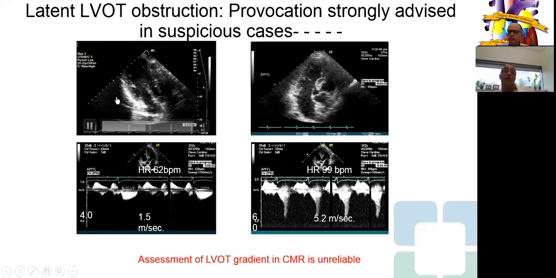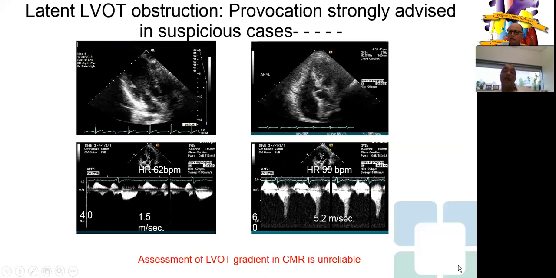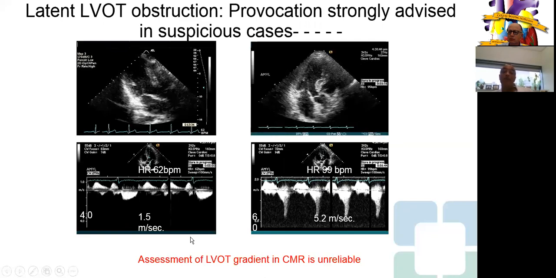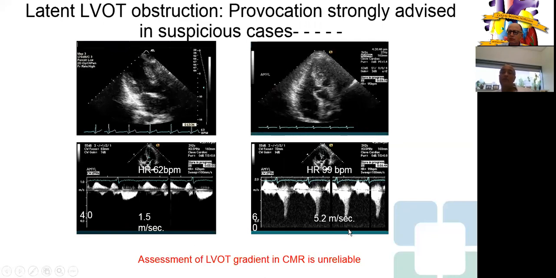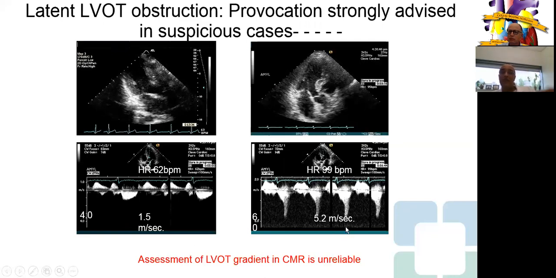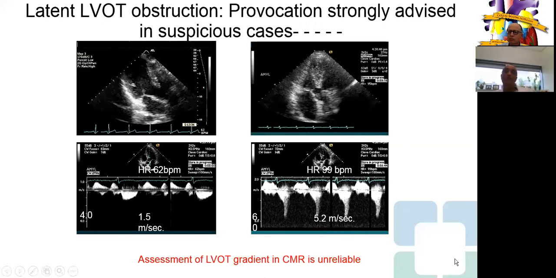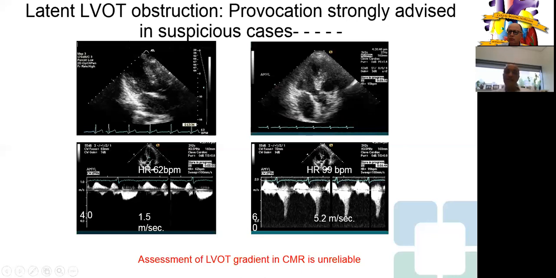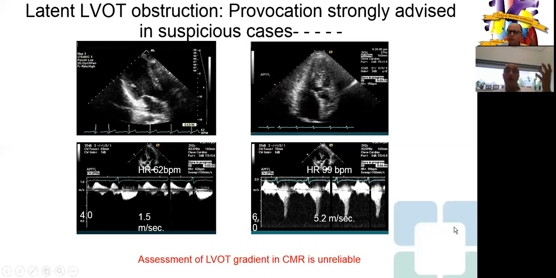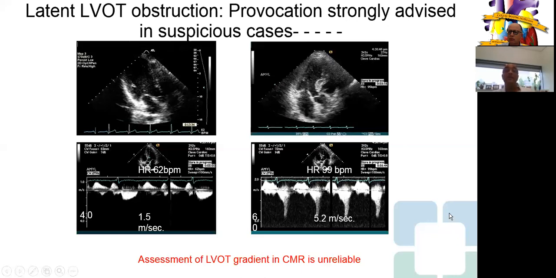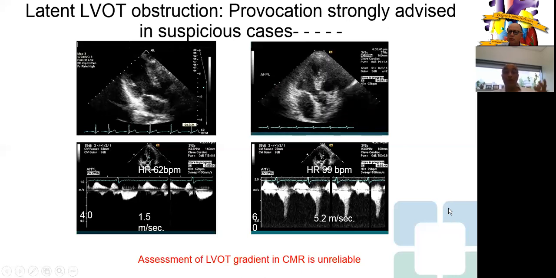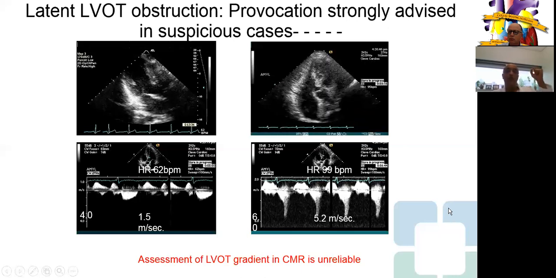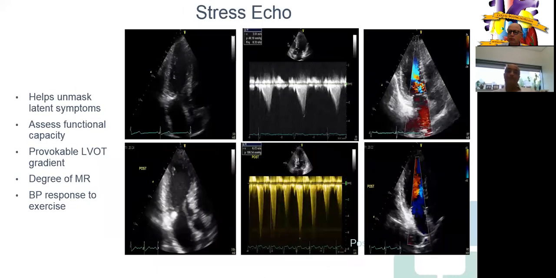Then this papillary muscle caught my attention, and when we provoked him, his gradient went from 1.5 meters per second to 5.2 meters per second with clear delineation of symptoms. This patient underwent papillary muscle reorientation, and he's totally symptom-free almost a decade after his initial operation, and he's doing great. So it is crucial to be on the lookout for this.